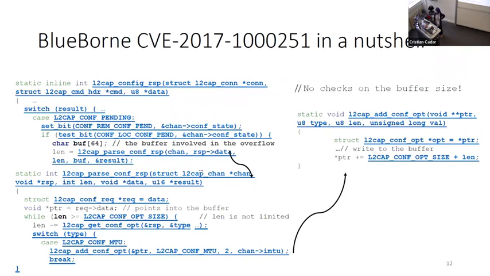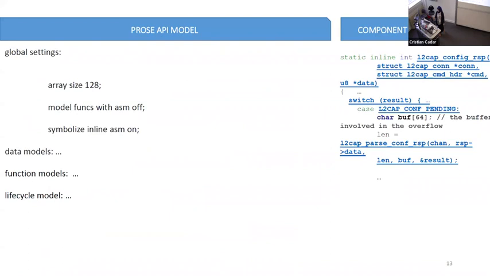So what is happening here is that the error is in the parsing logic about the configuration options. There is a local buffer of size 64, but since the size of the options is user controlled, it is possible that when this function gets called, the pointer may be advanced out of the array, and then we get a memory out of bounds write error. Because there is no check on the pointer whether it's going out of bounds. So of course, in the fix, they included the check. So what does the PROSE model look like?